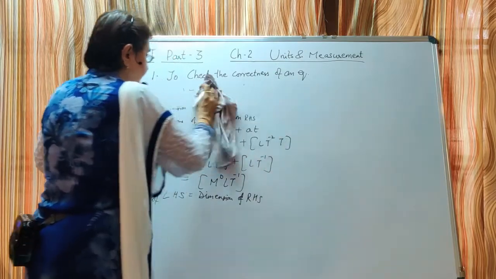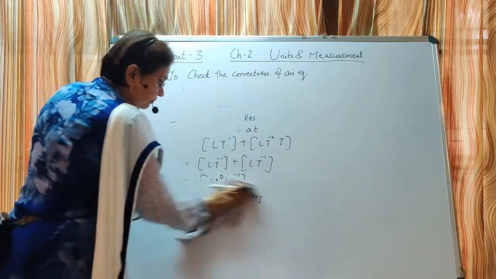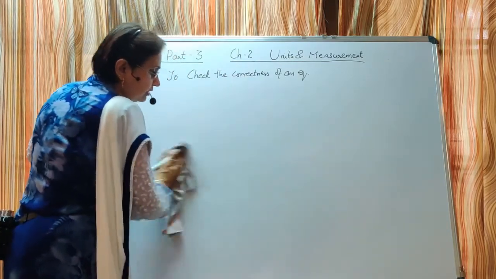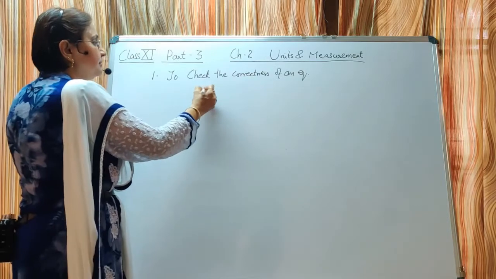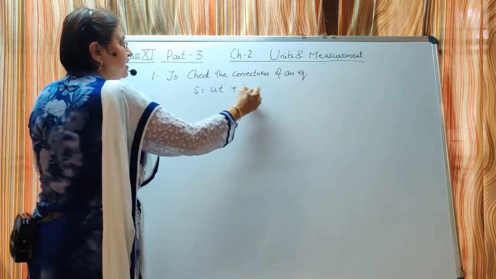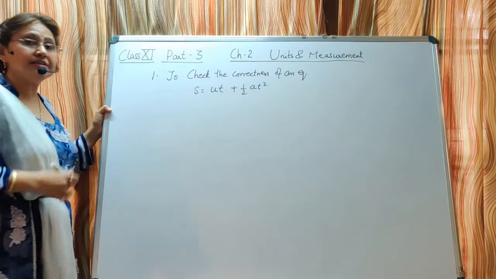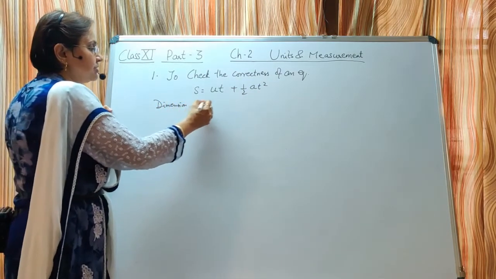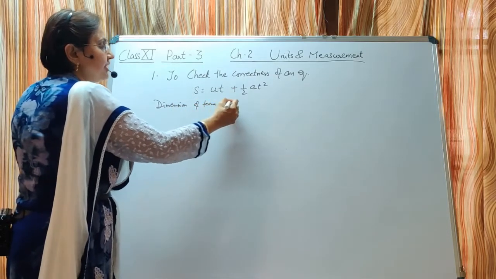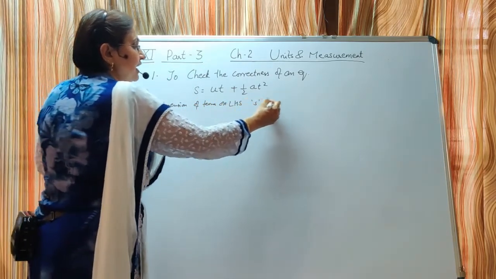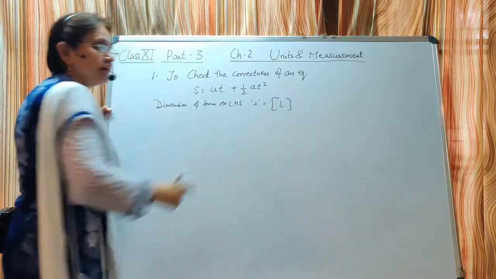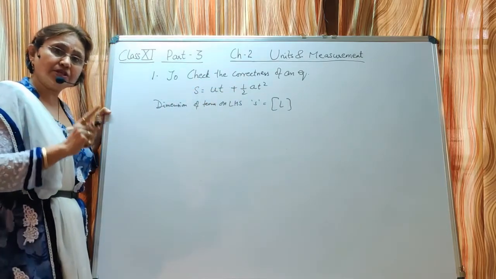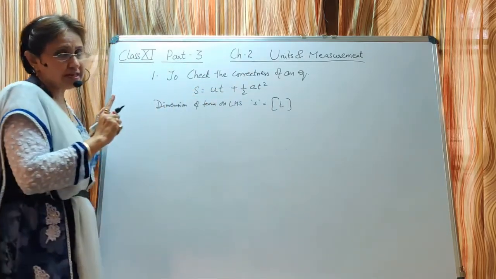We know that the second equation of motion is S is equal to ut plus half at square, where S is the distance traveled, U is the initial velocity, A is the acceleration and T is the time. Let's see the dimension of the term on the left hand side, which is S. As it is the distance, it has a dimension L. So each term on the right hand side should have the dimension L. Then only this equation is dimensionally correct.